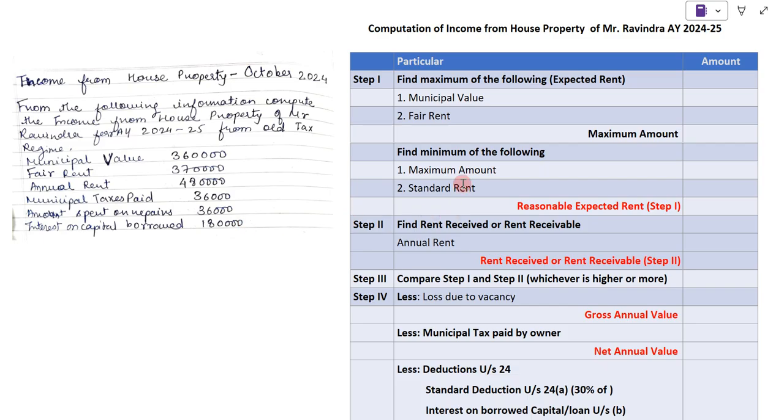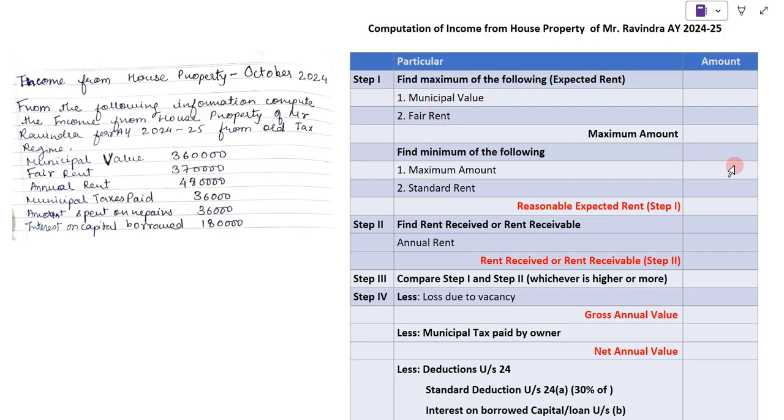Now to compute the income from house property, there are total 4 steps. According to these steps, we will compute the income from house property. In the first step, we have to find the expected rent. To find the expected rent, we have to find the maximum of the following, that means the maximum amount from municipal value and fair rent.